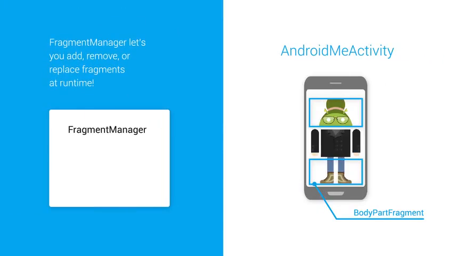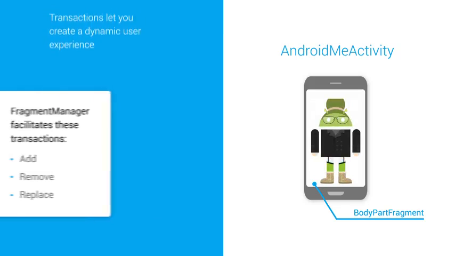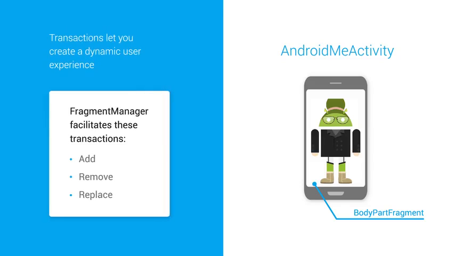To create or swap out fragments, Android uses the Fragment Manager. The Fragment Manager class provides methods that allow you to add, remove, and replace fragments in an activity at runtime. These are all types of fragment transactions. These transactions let you create a dynamic experience and help efficiently add and remove fragments without you having to worry about the finer details of memory management.